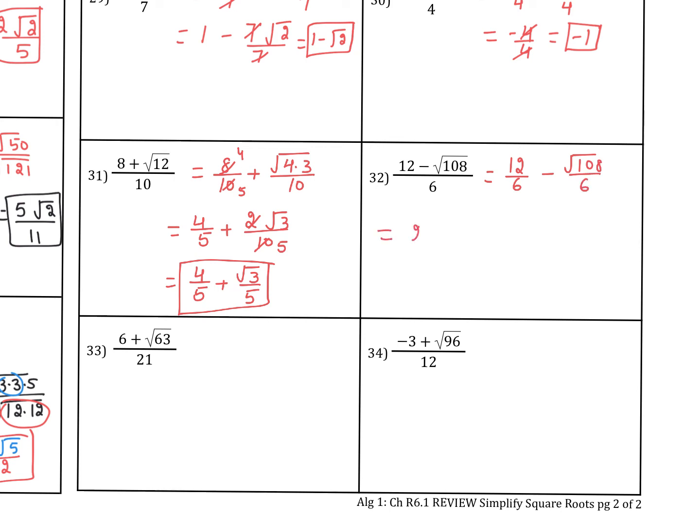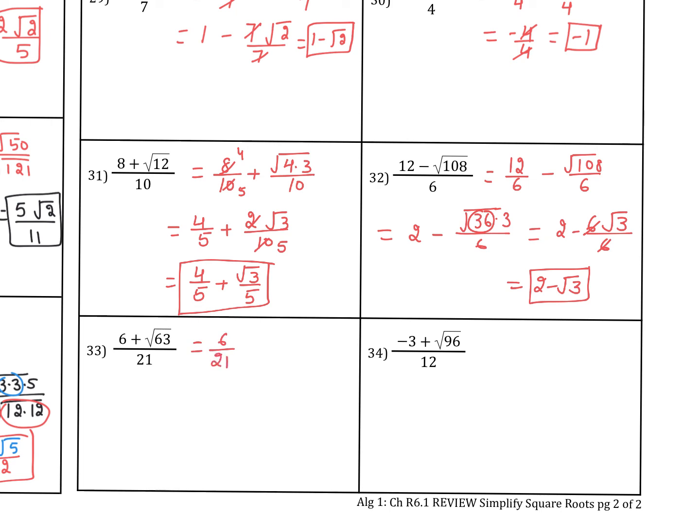12 over 6 minus square root of 108 over 6. 12 divided by 6 is 2. And square root 108, you can write it as 36 times 3 divided by 6. Now square root of 36, which is this number, is 6, which comes out of the radical symbol. 6 and 6 cancel. 2 minus square root 3 is your answer.